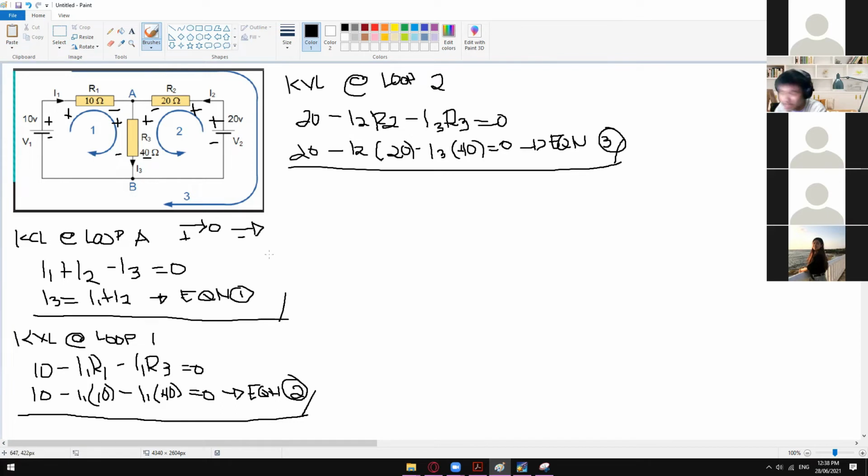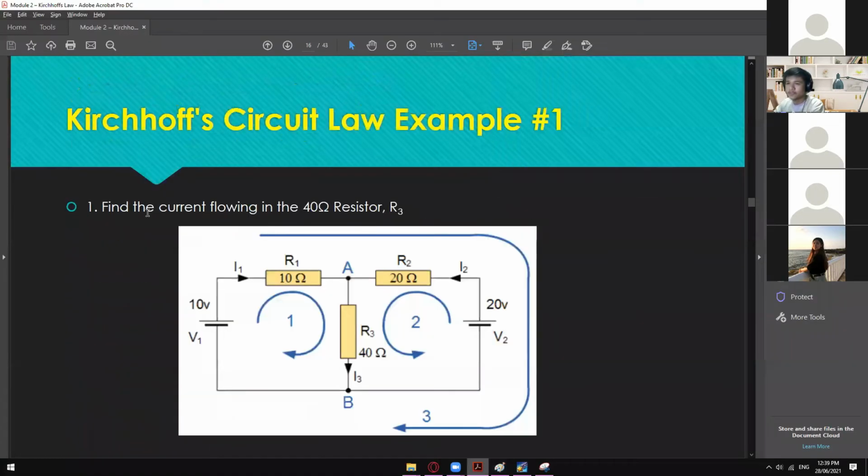Okay, on how did we get this equation number three? After getting the KCL equation and the KVL equations for loop one and loop two, you now have a total of three equations. The thing you need to do is find the values of I1, I2, and I3. Once you get those, you can find the voltage drop on R2, on R3, on R1, and so on. Our goal in this one is to find the current flowing on the 40 ohm resistor, so we should be able to find the value of I3 right here.